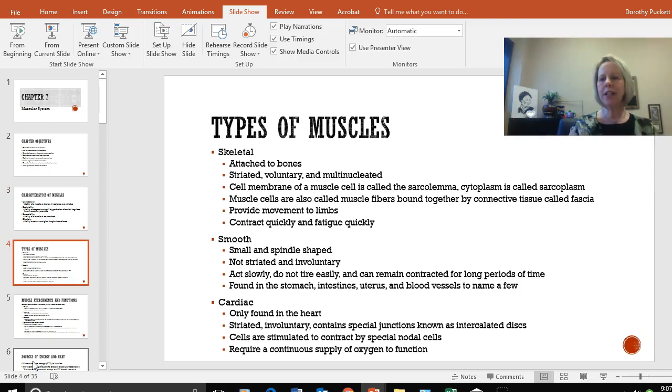You know there are three types of muscle tissue: skeletal, smooth, and cardiac, and in this chapter we're really focusing on skeletal muscle. This is a type of muscle that is striated, has that striped appearance, is voluntary, which means that you can consciously control it, and it's also multinucleate.